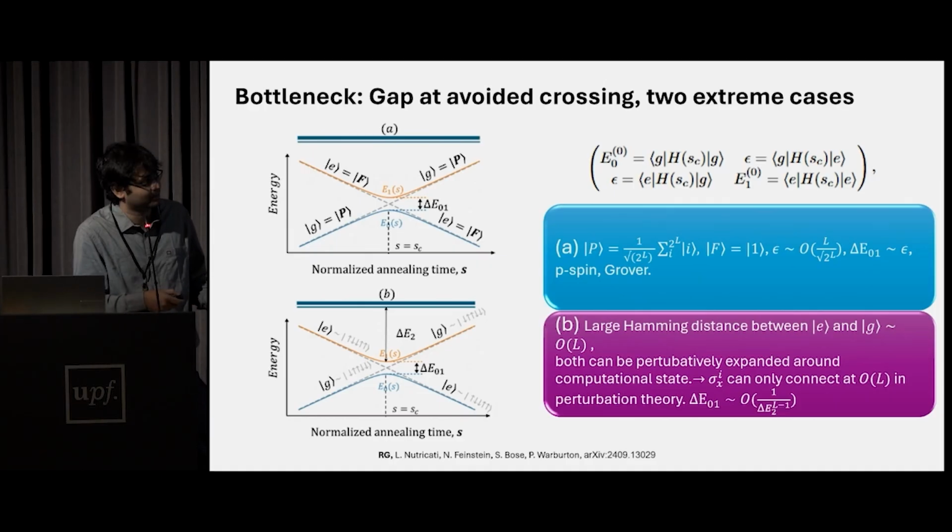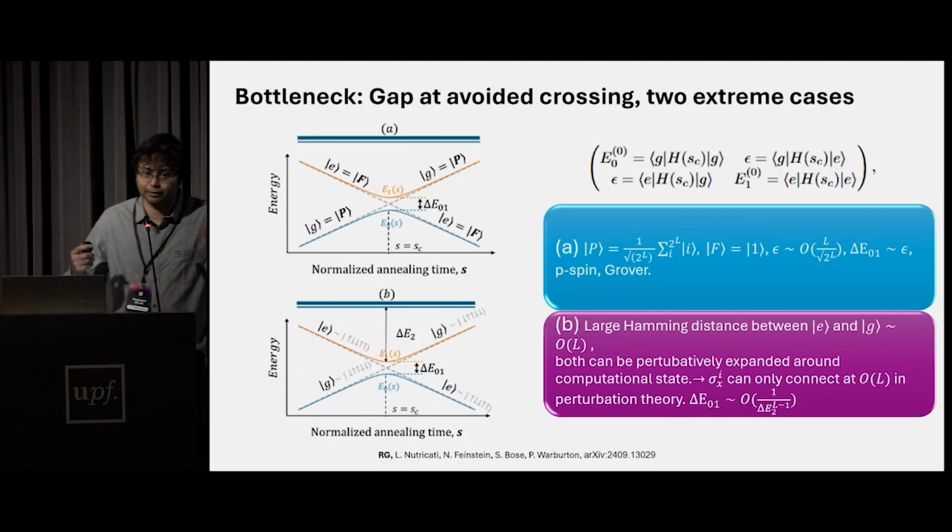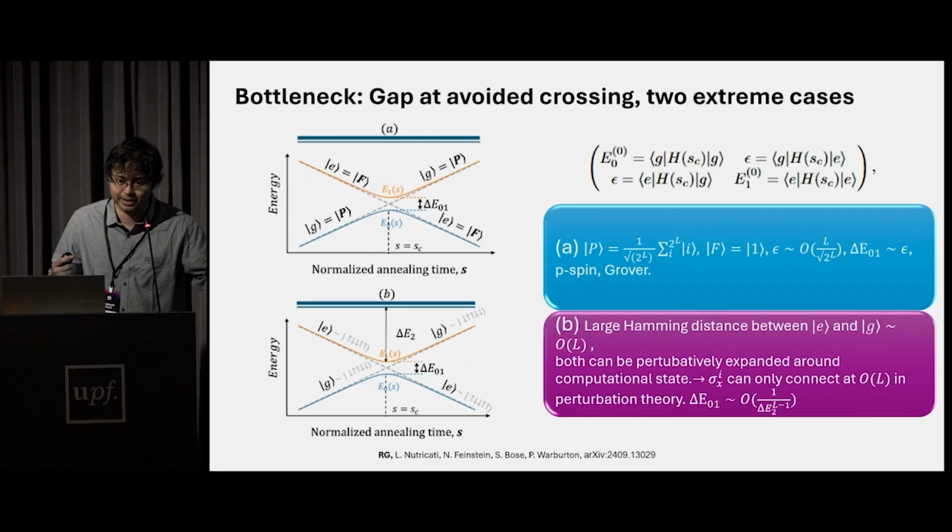In Grover, it's even worse. You don't even have this L here. So this is one kind. The other kind is when you have a large perturbative transition, when you have a large Hamming distance between these two computational states. Then actually this term is exactly 0. There is no connection at all because you're flipping only one spin at a time due to sigma x.